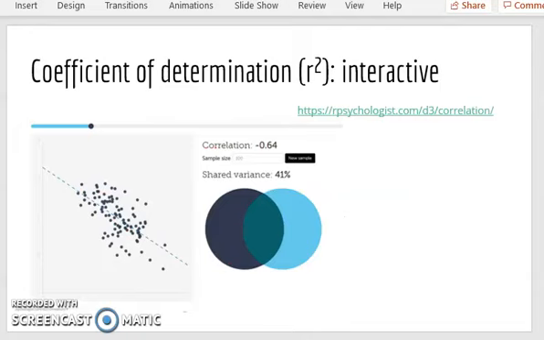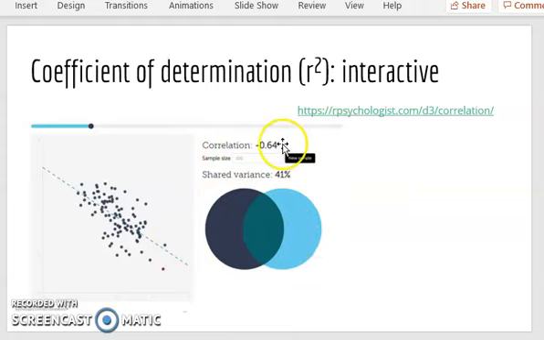The other thing I wanted to point out, if you're having trouble understanding, we've talked about eta squared and r squared in the past. Now we're introducing r squared as the coefficient of determination. If you're having challenges understanding this, go to this website and it allows you to slide across. So I slid, the middle would be a 0 correlation. If you slid over here, it'd be a positive correlation. And then it's showing you the r squared.